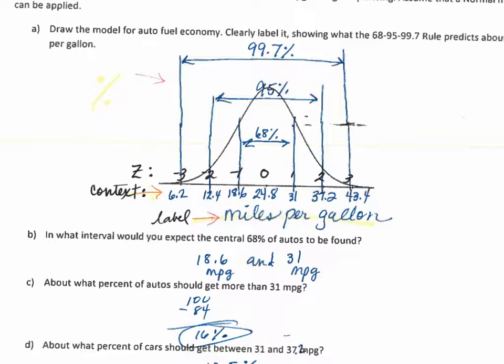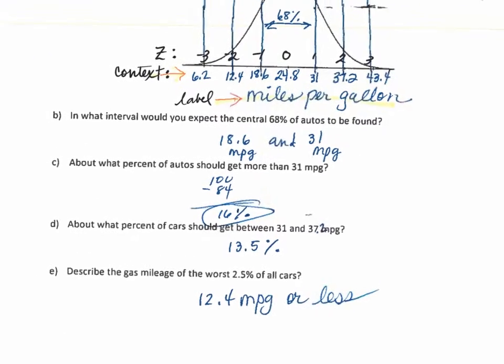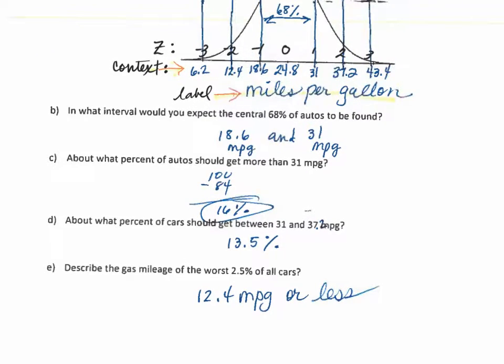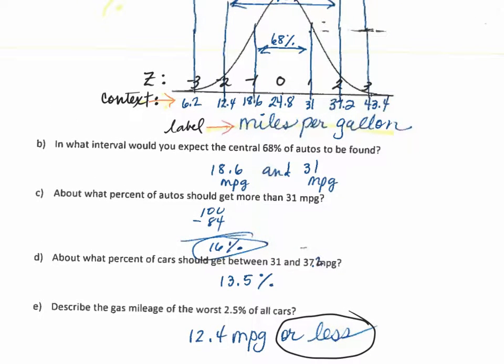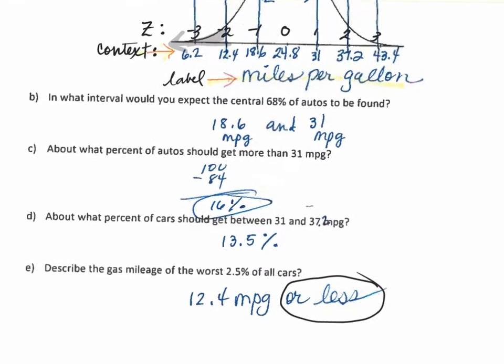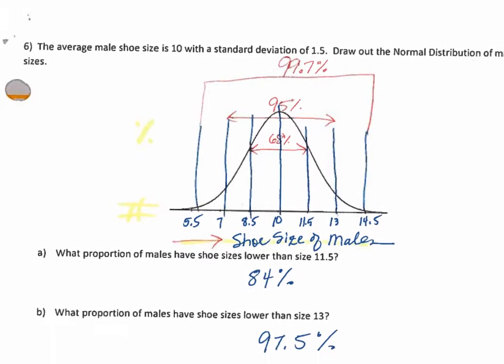All right? So when you do those miles per gallon, here are your answers for B through E. B is between 18.6 and 31 miles per gallon. C is 16%. D is 13.5%. And E is 12.4 miles per gallon or less, because you're up here at the lowest 2.5%, so you're in this section all the way out to lower infinity. Yes, or lower is fine. Yes, that's fine.